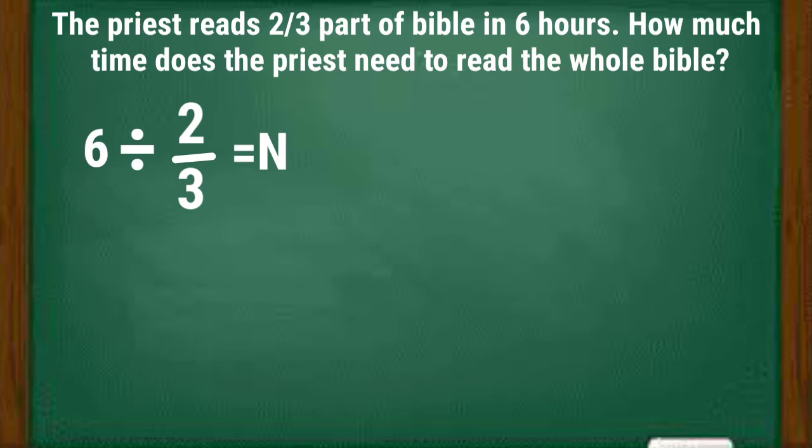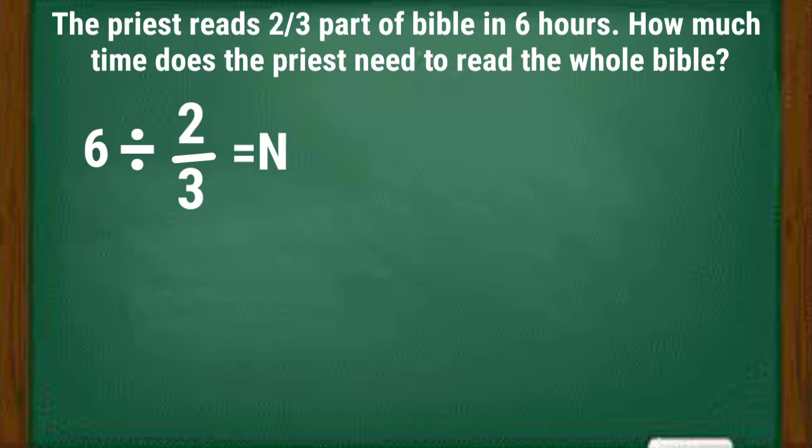Before we divide the two numbers, let's first identify the different parts of division. The first number, or the number to be divided, is what we call the dividend. The second one, the number that divides, is what we call the divisor. And the answer in division is what we call the quotient.